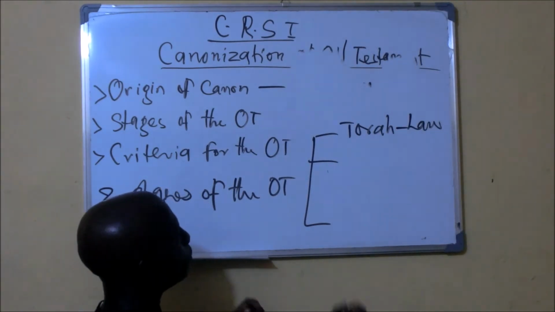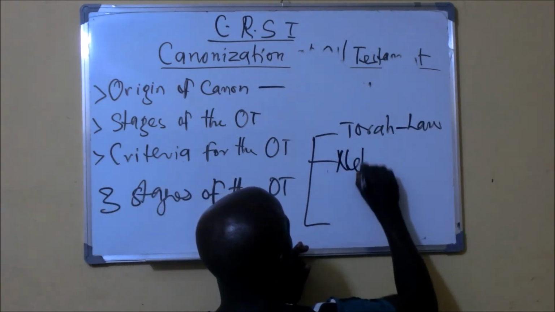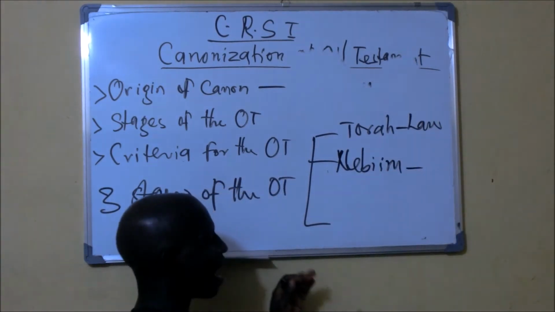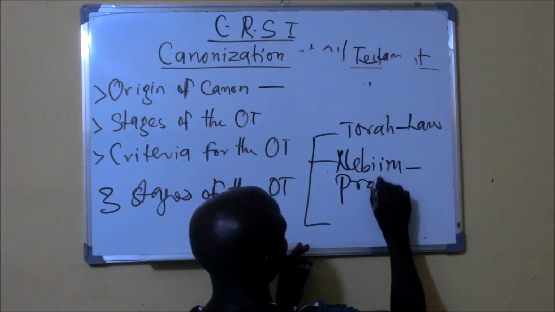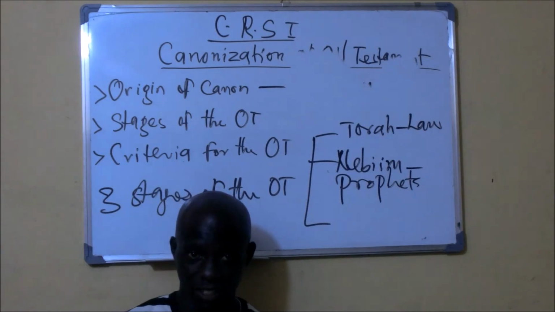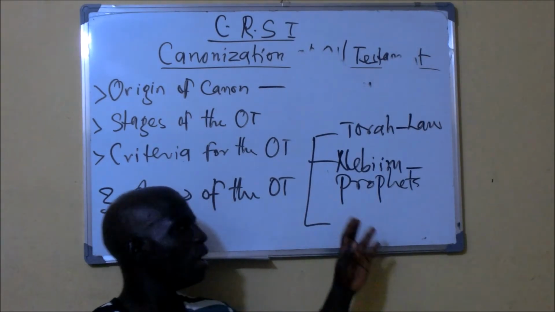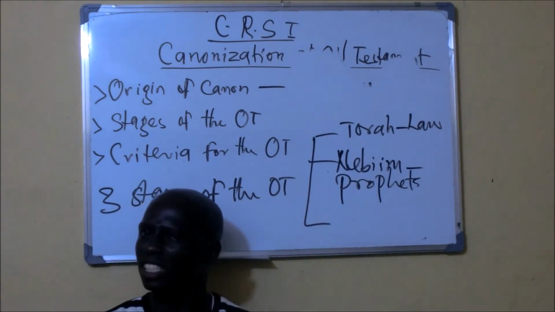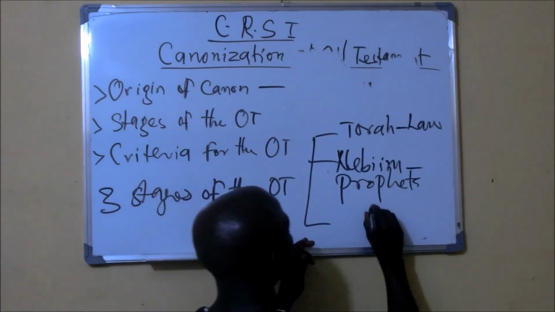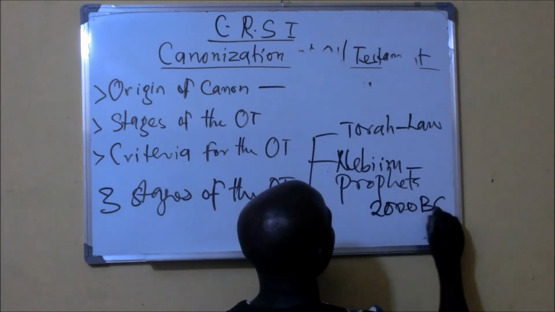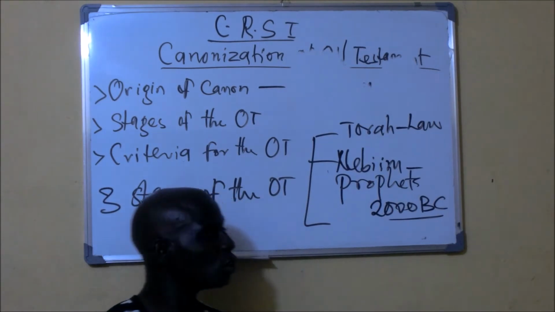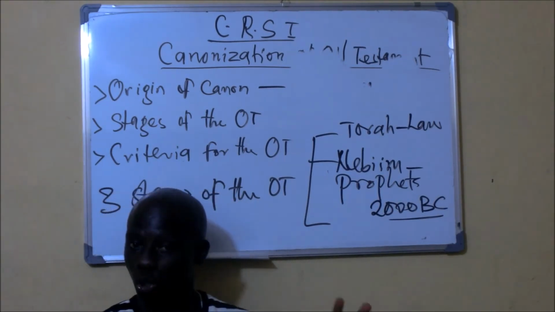Then the second is what we call Nebiim. Nebiim is known as prophets. That is the book of the prophets. The Nebiim came into the scripture in the 10th century. That's about 2000 BC, before Christ was born. That is when the book of prophets was written.